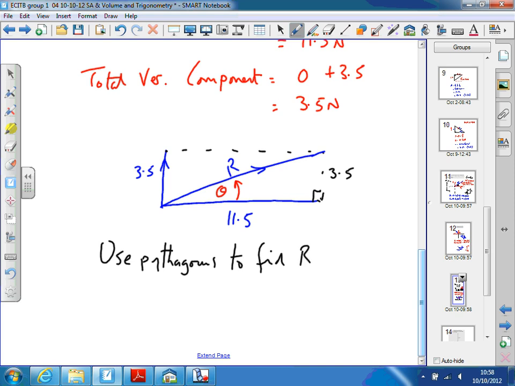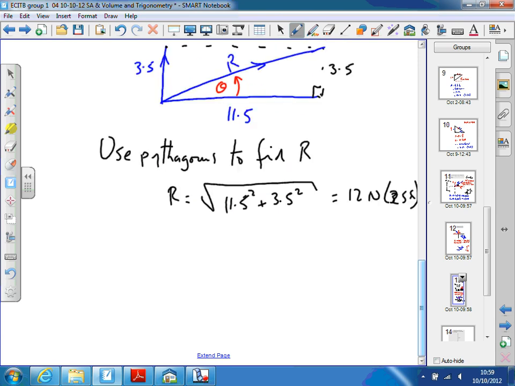So R equals the square root of 11.5 squared plus 3.5 squared. And that will give us the size of the resultant of the force, which is, Jack? Exactly. Right, so 12 newtons to two significant figures. And theta, actually now we've got all three sides. We've got the resultant and the opposite and the adjacent.